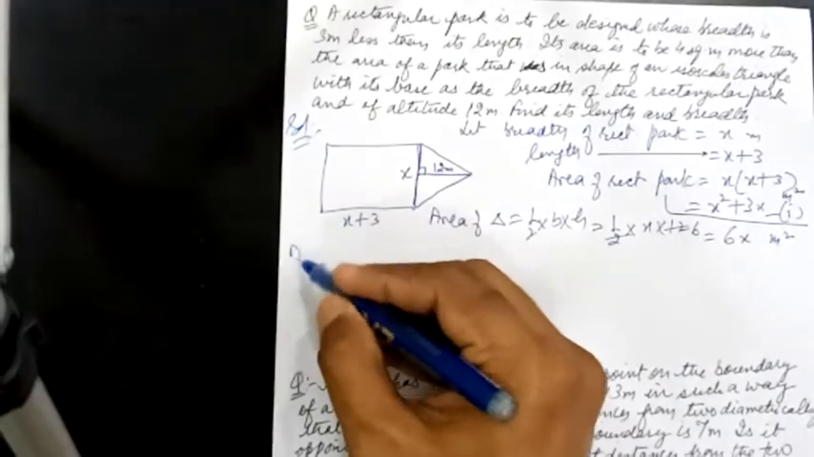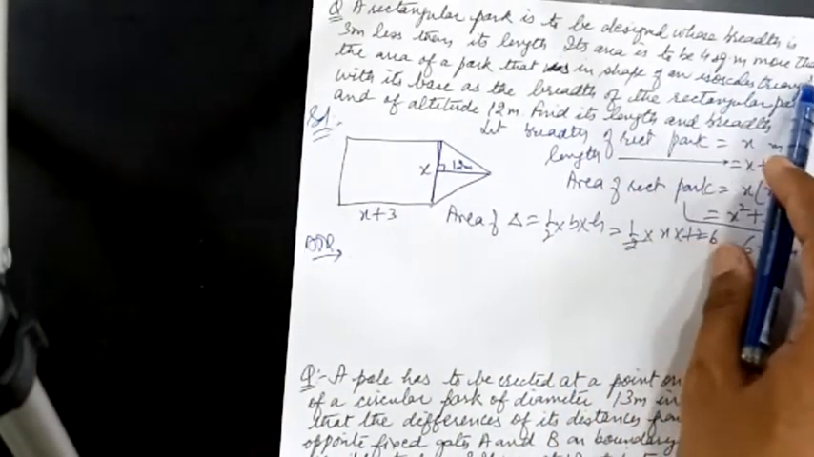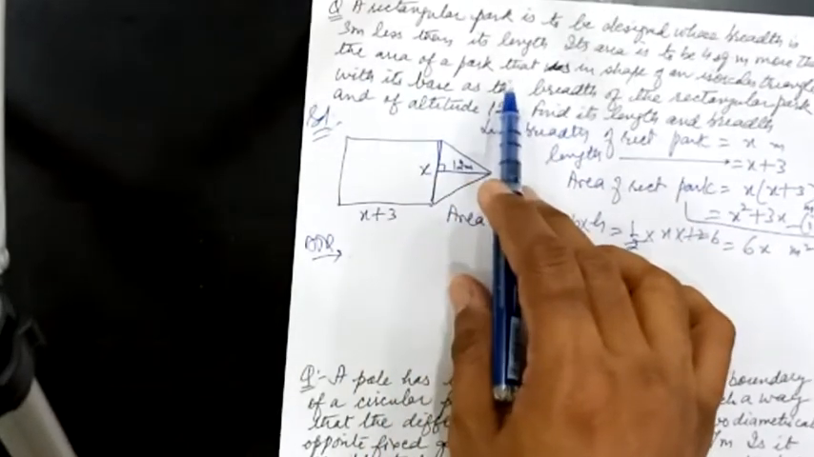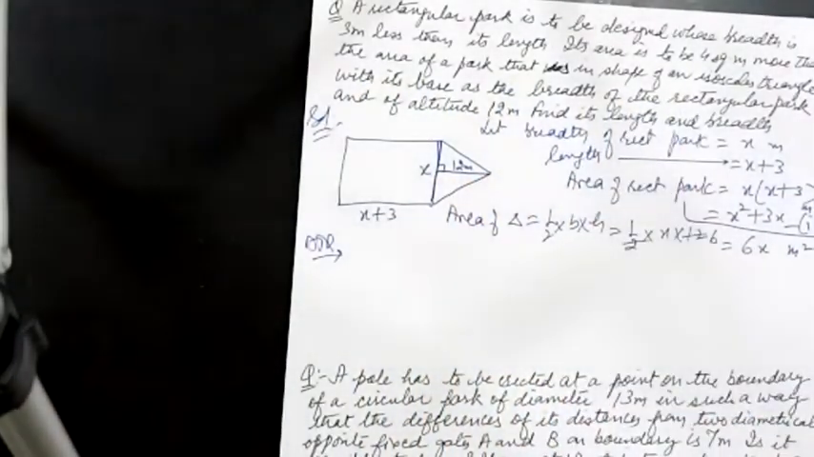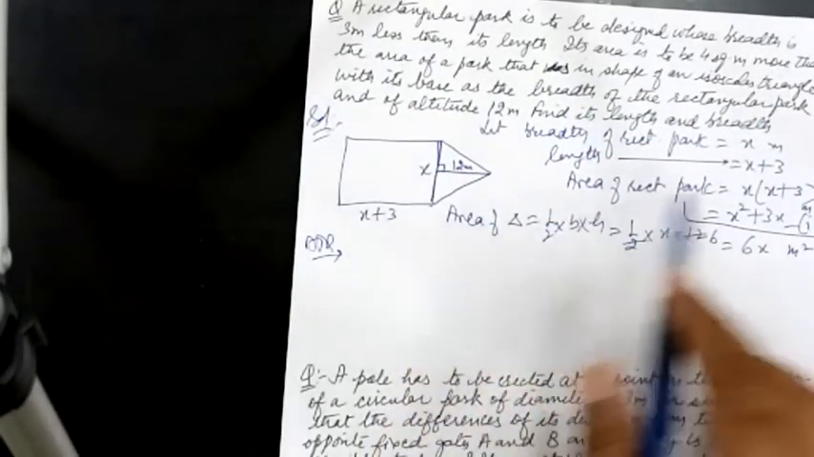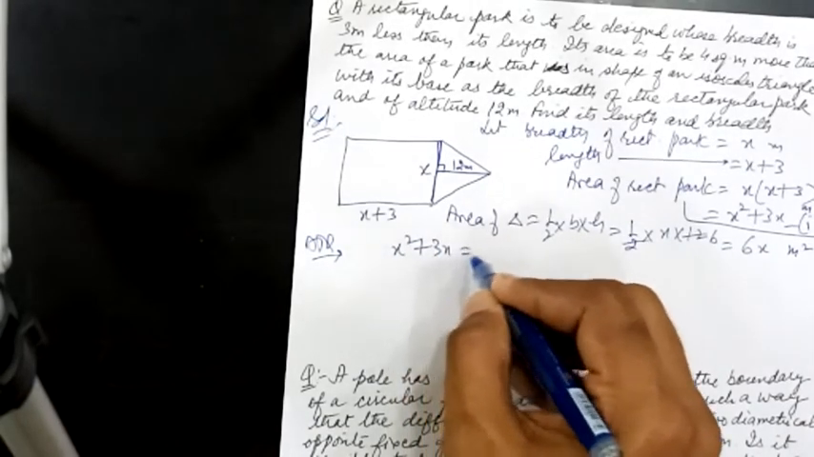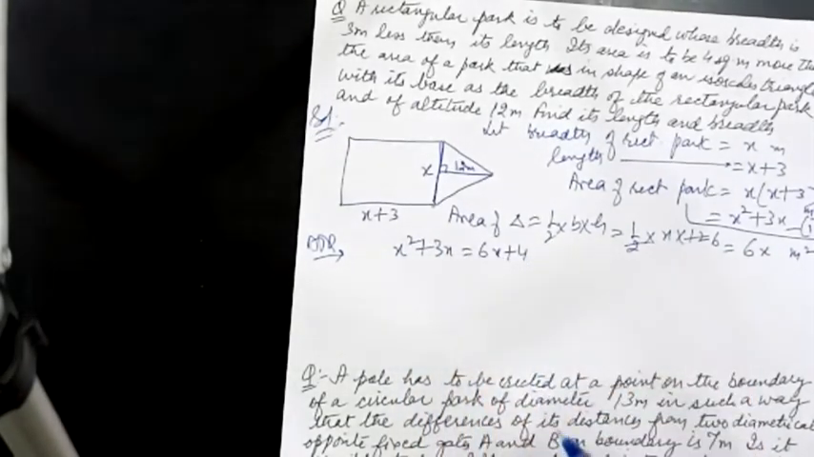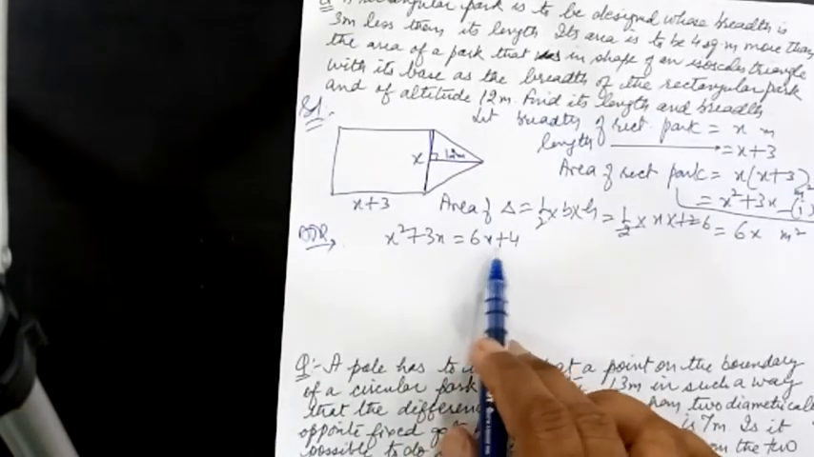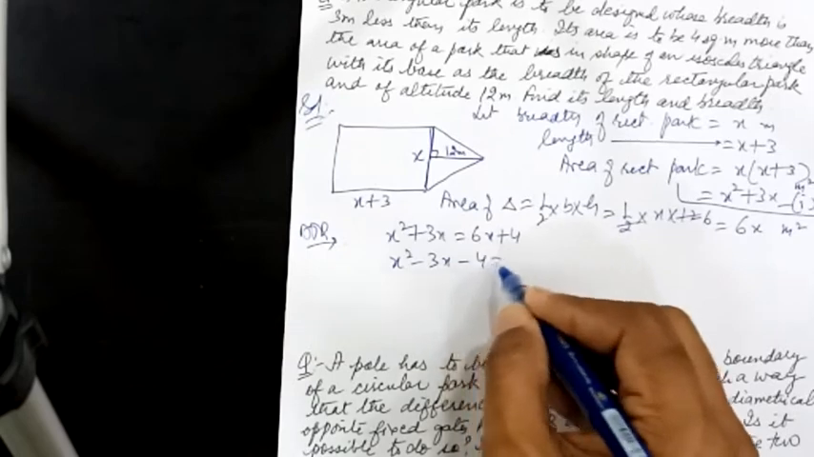So according to the question, the equation is that its area is to be 4 square meters more than the area of the park in the shape of an isosceles triangle. So just compare both those areas. What you get is x square plus 3x will be equal to 6x plus 4. Got it? So you have to add 4 on the side on which the area of the isosceles triangle is taken. So what you will get is x square minus 3x minus 4 is equal to 0.